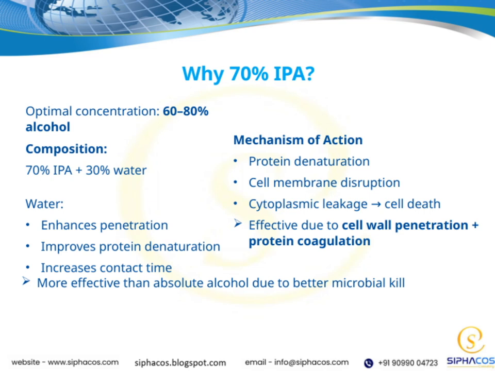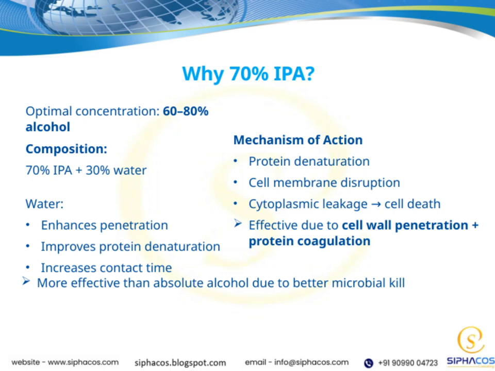Let's talk about why 70% isopropyl alcohol is more effective than absolute alcohol when it comes to killing microbes. The key here is its mechanism of action. It denatures proteins, which essentially means it causes proteins within the microbes to lose their structure and function. This process leads to disruption of the cell membrane, breaking down the barrier that keeps the cell intact. As a result, there's leakage of the cytoplasm, and this ultimately causes cell death.